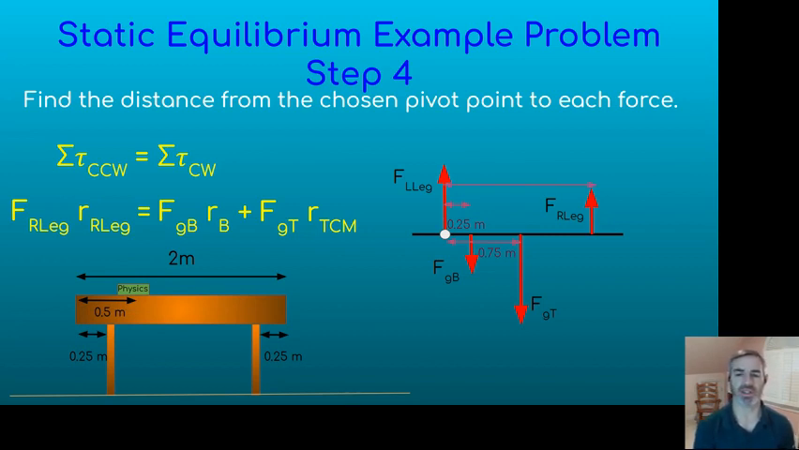So now we're going to find the distance between the legs, and we know that the table is 2 meters long and each leg is 0.25 meters in. So what we're going to do is use these numbers and find the distance between the legs is 1.5 meters. So the distance between the right leg and our pivot point is 1.5 meters.